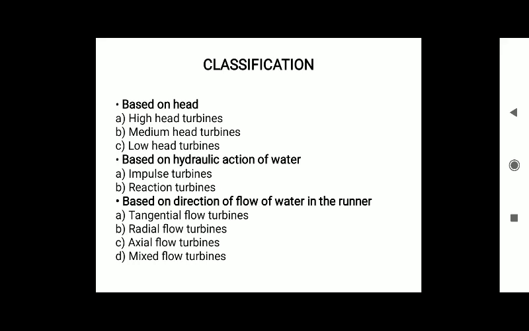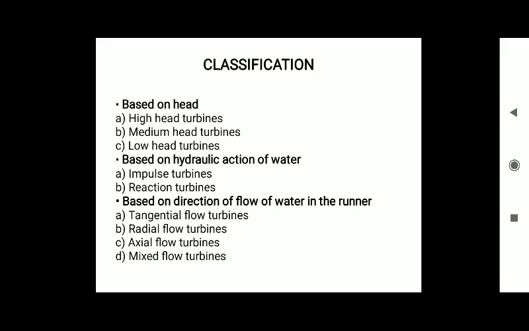The next classification is based on the hydraulic action of the turbine, and the last one is on the basis of direction of flow of water in the runner. Firstly, I'll discuss the direction of flow of water in the runner, because hydraulic action, that is impulse turbines and reaction turbines, is the most important part, and I want to explain it in an elaborated way so that it can be connected to further topics, right? So firstly we will discuss turbines on the basis of direction of flow of water in the runner.